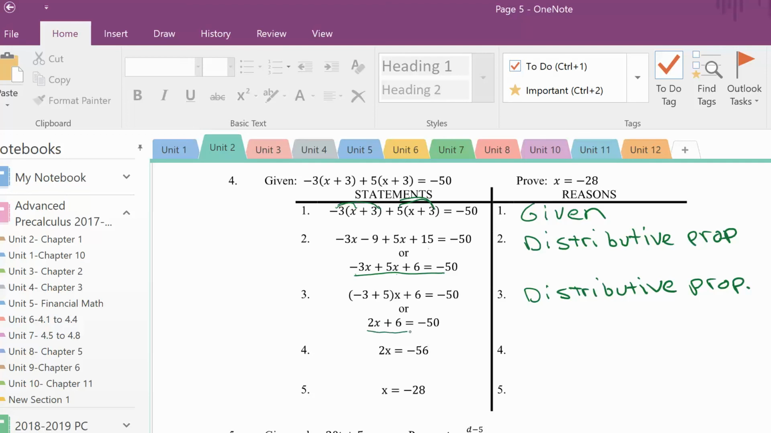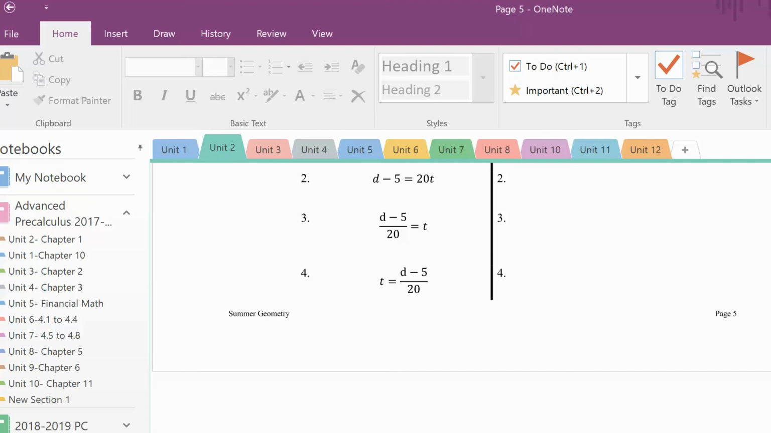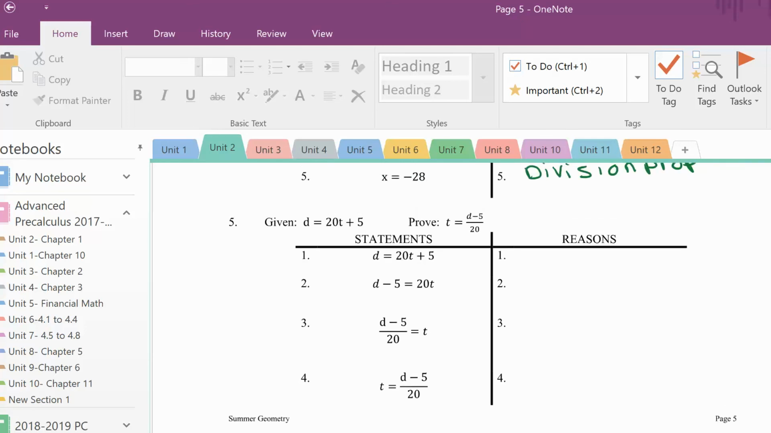So now from 2x plus 6 equals negative 50, how did they get to 2x equals negative 56? Well, they subtracted 6 from both sides. So that's the subtraction property. And then to go from 2x equals negative 56 to x equals negative 28, they divided by 2. So that's the division property. Why don't you look at number 5 and then see if you can do that one on your own, and then we'll go over the answers.